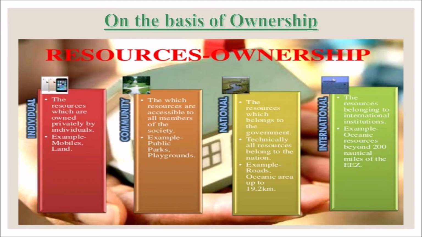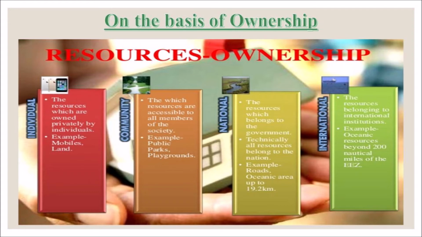Second one, community resources. These resources are owned by the community. In the other sense, it is a property which is owned by the people of a community or a group of people. Example, picnic spots, playgrounds, wells in the villages, graveyards, etc.